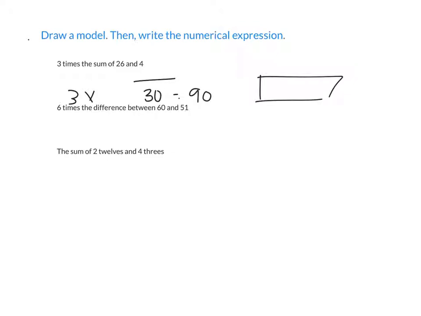Do you see how that does not represent the numerical expression at all, right? I also don't want you to do this. 30, 3 times 30 is 3 of them. 30, 30, 30. That also does not represent the numerical expression because then that's 3 times of 90. That's not what the words say. The words say 3 times the sum of 26 and 4. Does that make sense? So here's how you could show it.